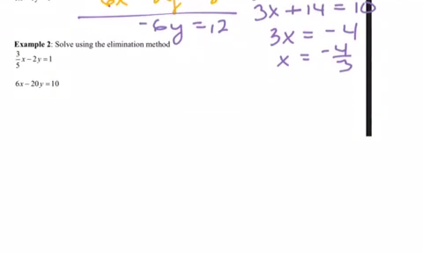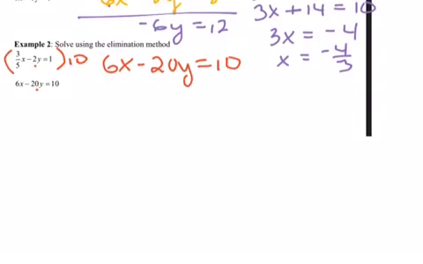Let's look at example 2. Okay, so again, I see in this case, if I multiply the top one by 10, I can get the numbers in front of the y's to be the same. So I'm going to multiply by 10. That's going to give me 10 times 3 is 30, divided by 5 is 6. So I get 6x. 10 times negative 2y gives me negative 20y, and 1 times 10 is 10. And then just pull over.